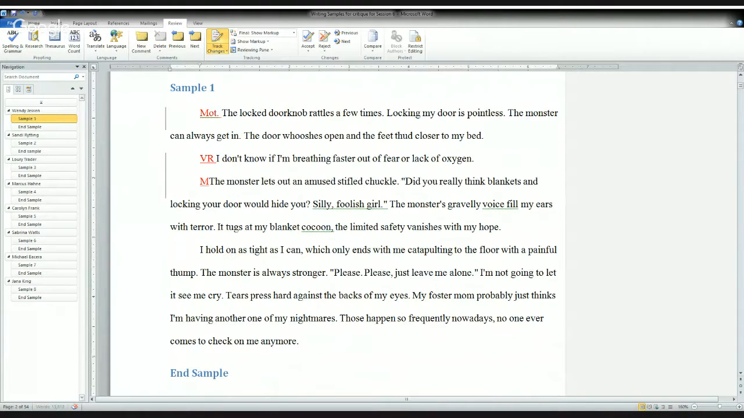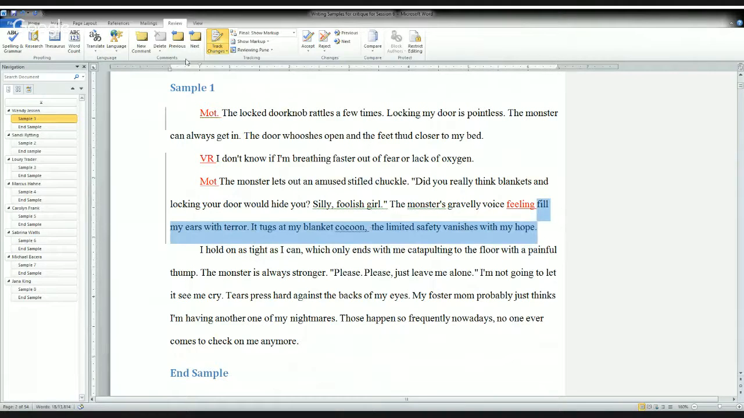Okay, so then you have another motivation, because we have the monster again. The monster is the one acting here. Right. Okay. It tugs at my blanket cocoon. My limited safety vanishes. So I think first, filling my ears with terror, there's your feeling. That's your first part of your reaction. And then we've got another. And then tugs, that's a new statement. That's a new moment. This is all feeling. I think that whole thing is feeling.